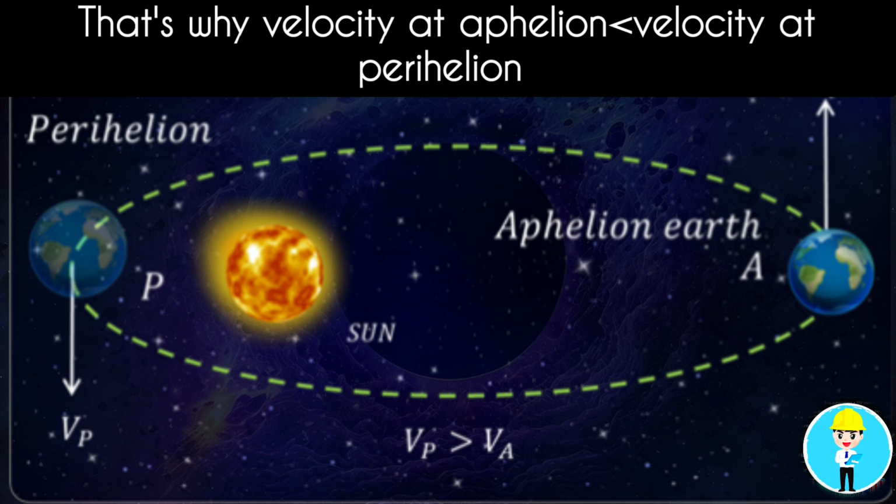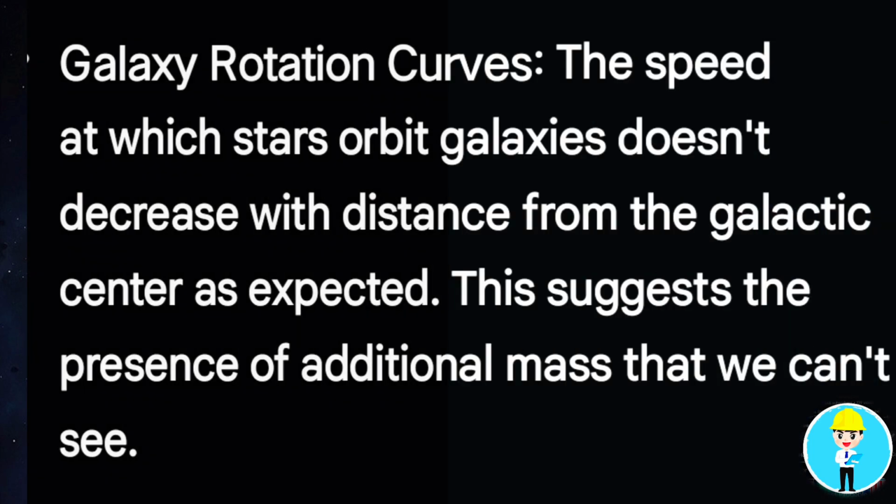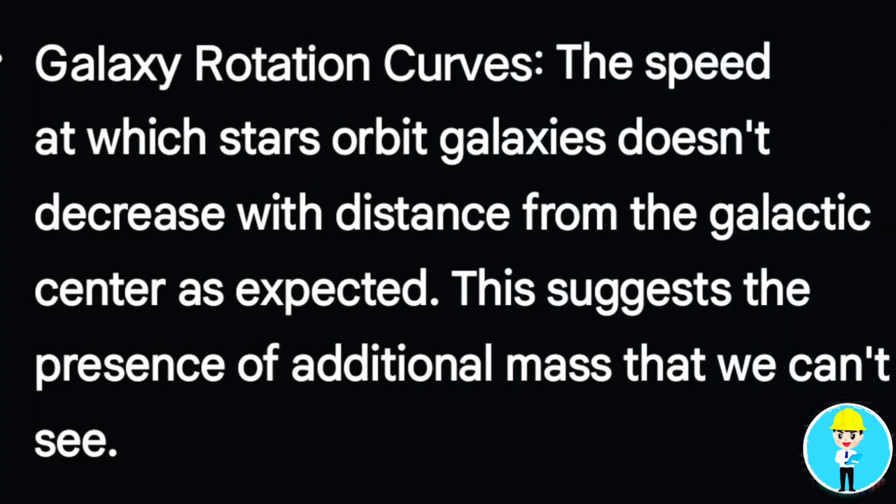As we keep on moving away from the center, the speed keeps on decreasing. But this is not the case here, because if you see the first point carefully, in the galaxy rotation curves, it's written the speed at which stars orbit the galaxies doesn't decrease with distance.